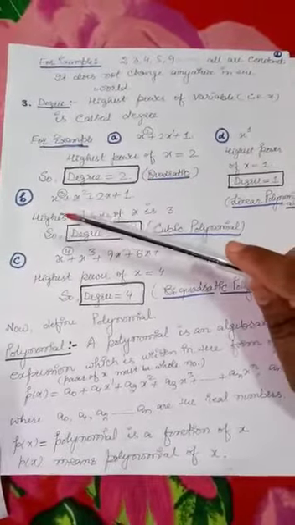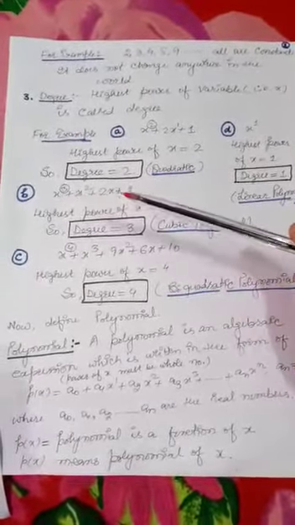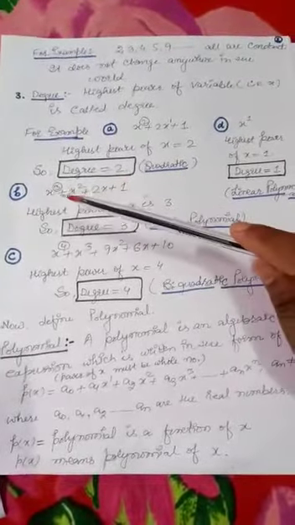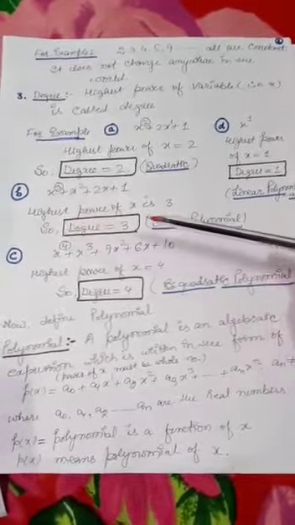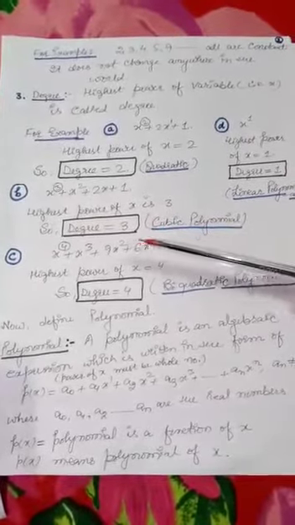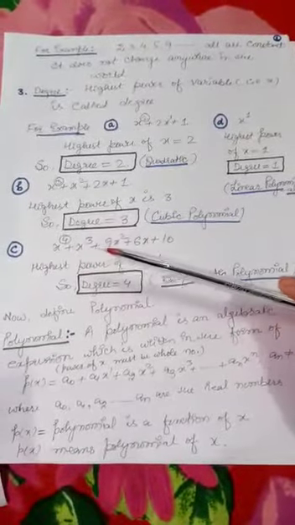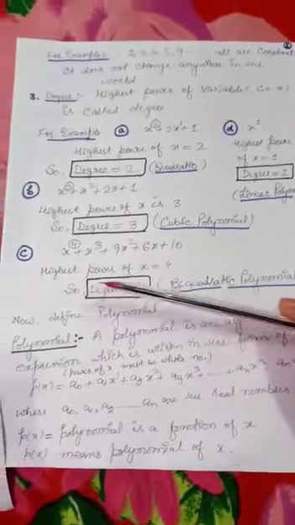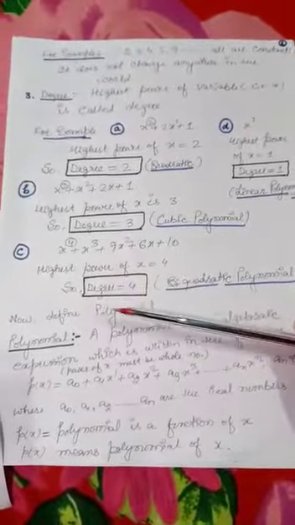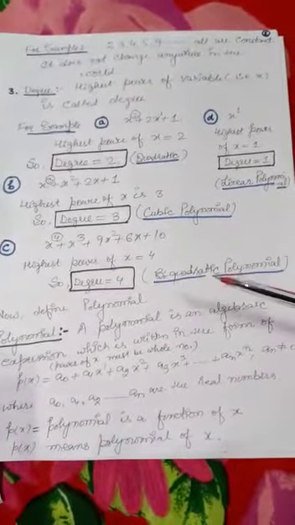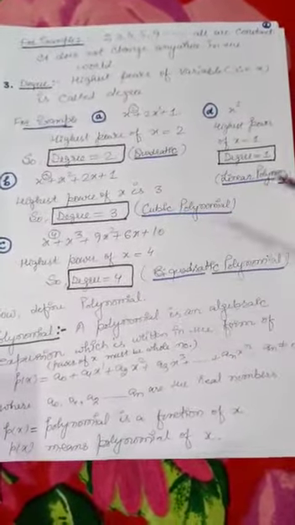Now the second example: x cube plus x square plus 2x plus 1. Here the highest power of x is 3, so the degree is 3. If the degree is 3, we call it a cubic polynomial. Now we take another example: x to the power 4 plus x cube plus 9x square plus 6x plus 10. The highest power of x is 4, so the degree is 4. Now we call it a biquadratic polynomial.